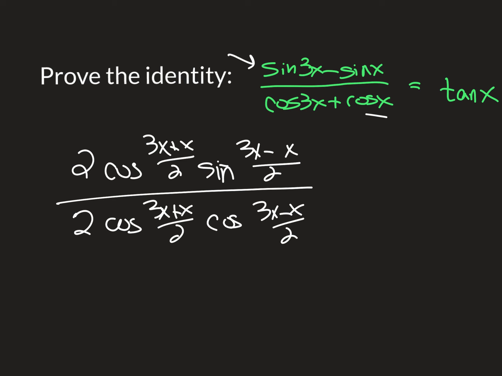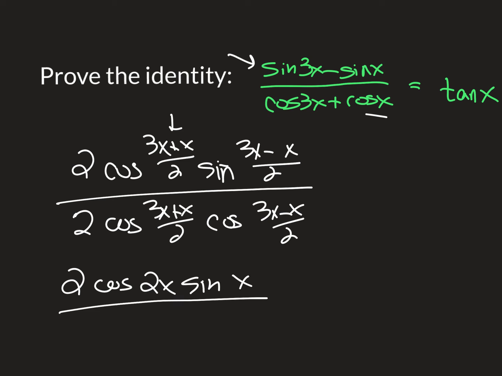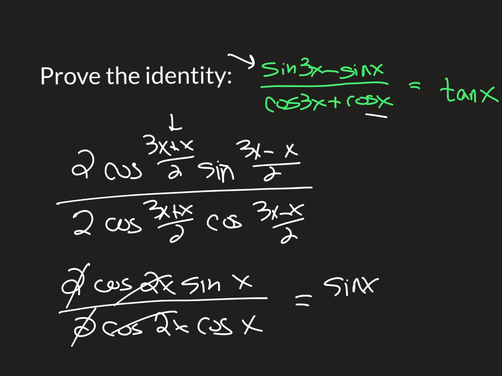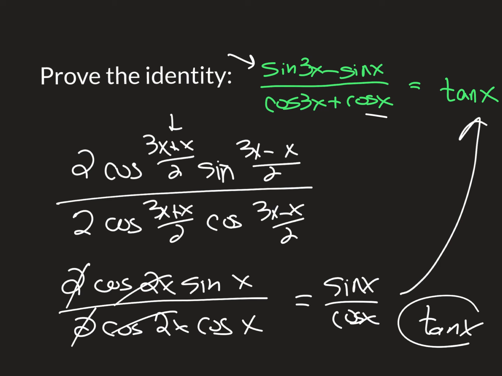When I work that out, on my numerator I have 2 cosine, and 4x over 2 is just 2x. The sine is 2x over 2, which is just x. In my denominator, I have 2 cosine 2x, and then, sorry, that's not sine, that's cosine x. What happens is the 2's cancel and the cosine 2x's cancel. It leaves me with sine x over cosine x. And guess what that is? You guessed it, it's tangent x. So we did it. We got there. We proved it. We're awesome.